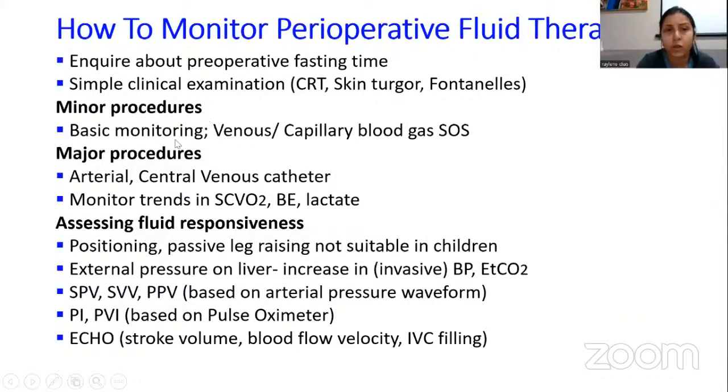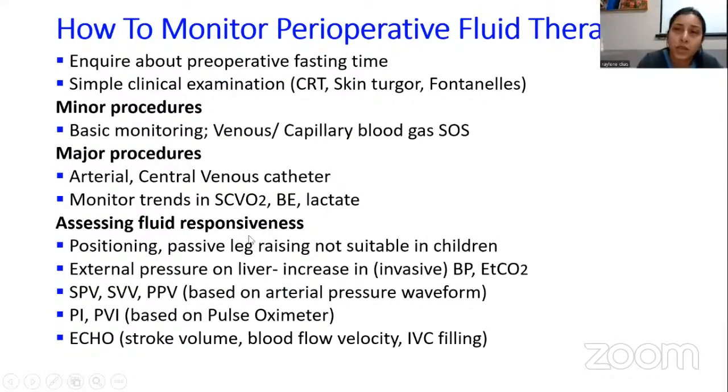So for your minor procedures, you can do basic monitoring. And if you have any doubt, you can just get a blood gas to check. For major procedures, we put in arterial lines or central venous catheters, like we put in this Wilms case. And you monitor trends in your central venous oxygen saturation. In our case, we monitor trends in base excess and in lactates.